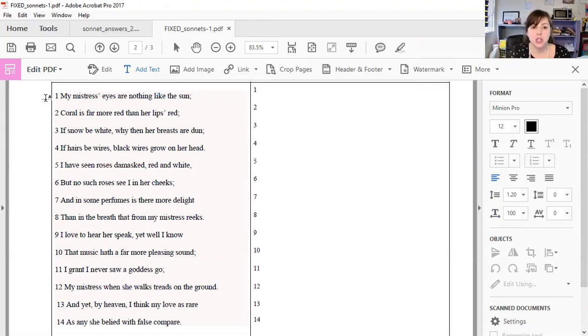My mistress's eyes are nothing like the sun. Okay, well, yeah, obviously your mistress's eyes aren't flaming balls of fire. That's actually a star that's slowly dying while supporting a solar system. I mean, I knew that. No, well, why would you say your eyes are like the sun? Oh, maybe because they're shining and they're bright. But he's saying my mistress's eyes are not like the sun. So then what's the opposite of that? Like my girlfriend's eyes are not bright. They don't shine.